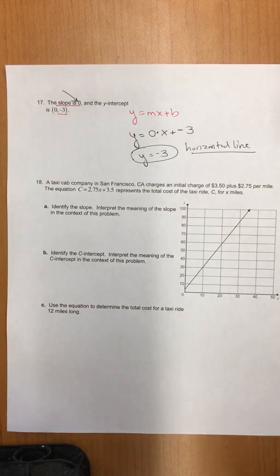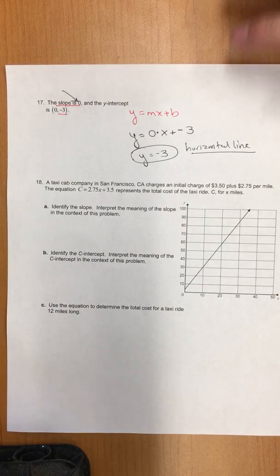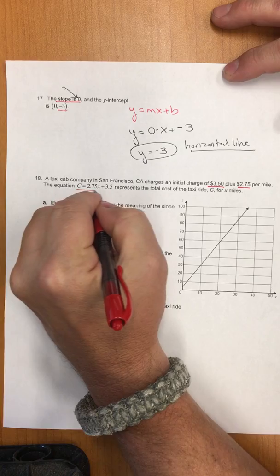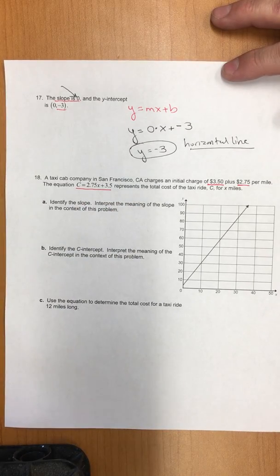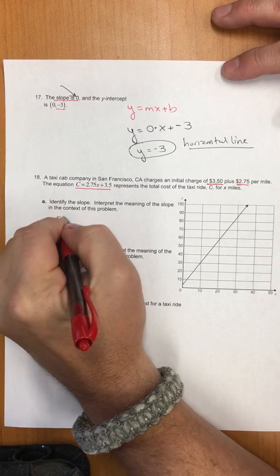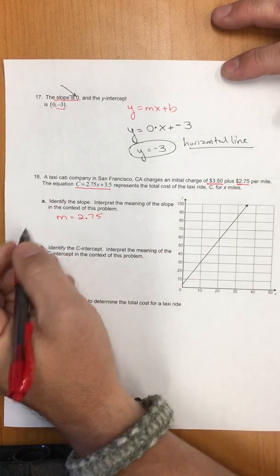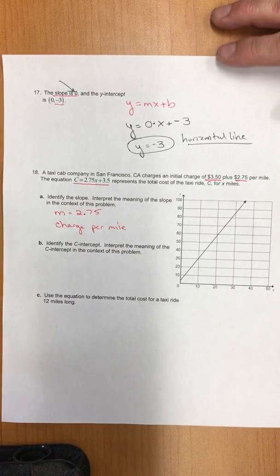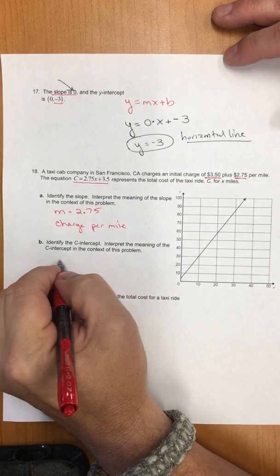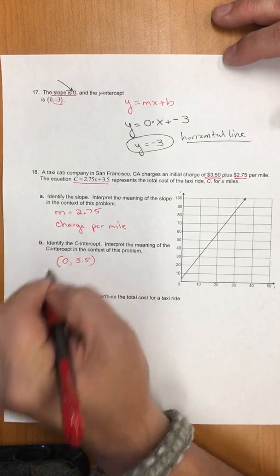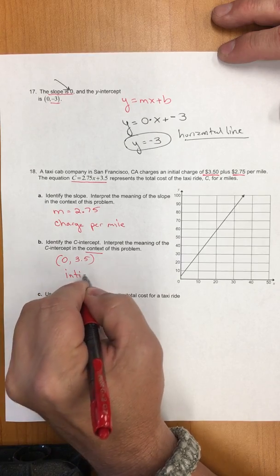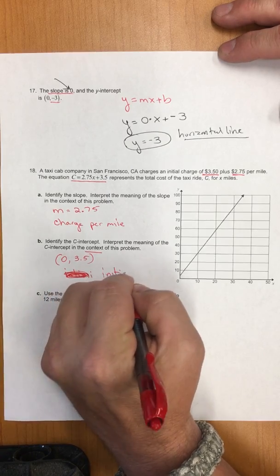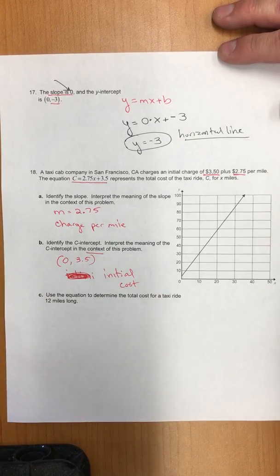And as always, they're going to want you to do a word problem. Let's see what we got here. A taxi company has an initial charge of $3.50 plus $2.75 per mile. They're giving you the equation. Identify the slope and the meaning of the slope. Okay, well, the slope is 2.75, and that's the charge per mile. Identify the intercept. The intercept is the point (0, 3.5). The context, that's the initial cost. That's not how you spell initial. That's how much it costs to get into the cab.